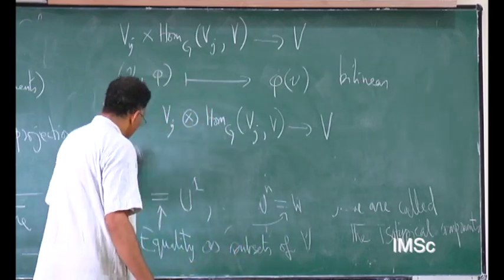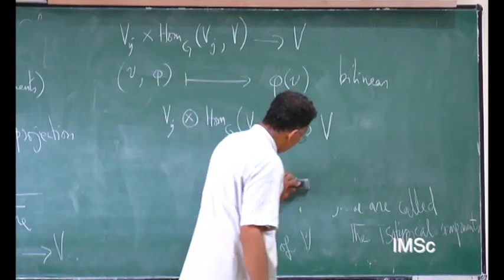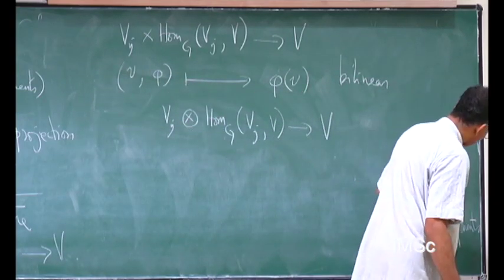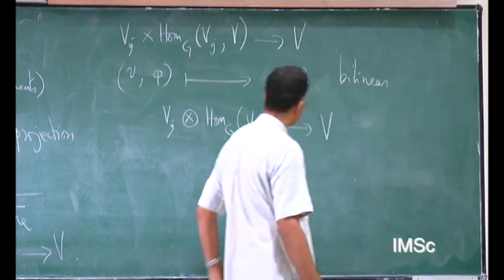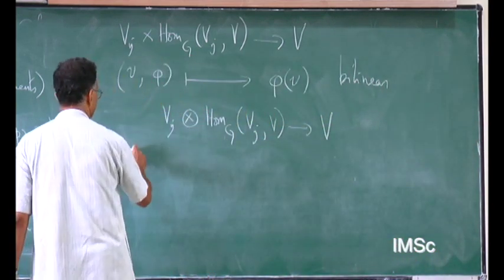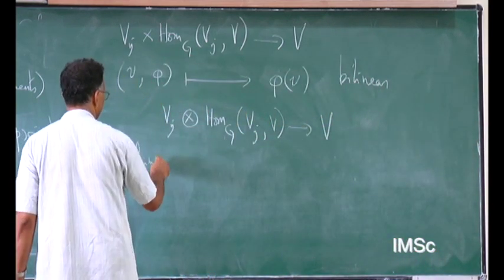Now, I want to claim that Uj is the image.